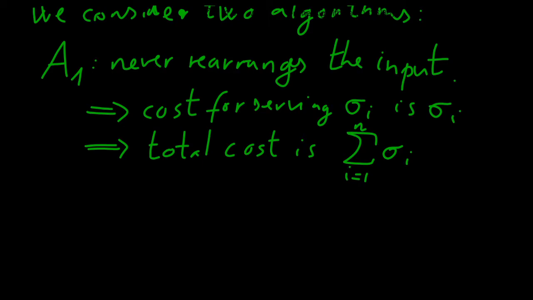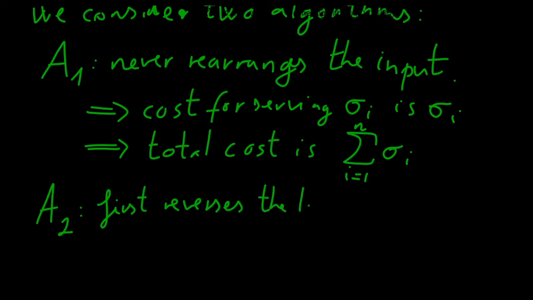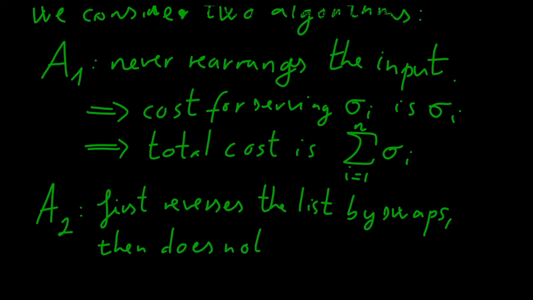Now A2 is the one which first reverses the list by swaps, and then doesn't do rearrangements.